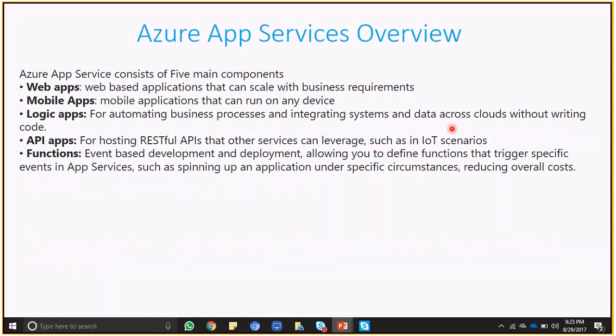Okay, so with that said, let's jump on to the actual apps, the app services and app service plans, which you will try to understand. We said web apps, mobile apps, logic apps, API apps and functions. These are five different categories. Web apps are web-based applications, which every one of us is working on. Mobile apps can run on any kind of device, irrespective of what kind of technology or OS it's running on.